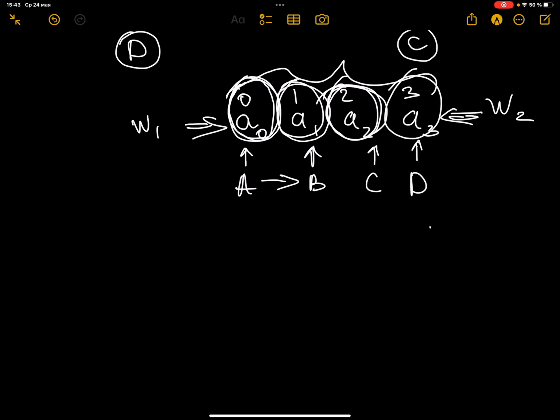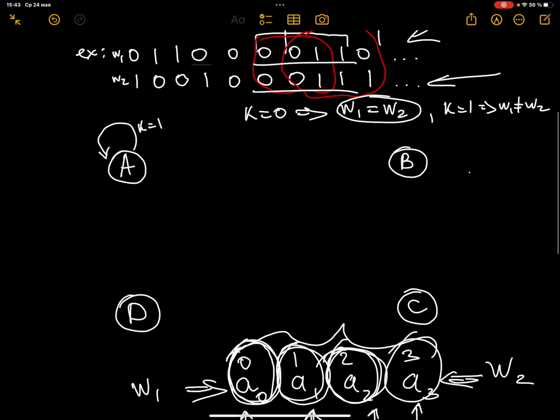So let me come back to the state diagram. If k is 1, it means W1, W2 are different, so we're going to come back to the initial state. But if k is 0, we're going to go to the next state, the next bit. The first bit is the same, so let's look at the second bit. If the second bit is the same, that means W1, W2 are equal, and we're going to go to the third state. We're going to look at the third bit. Is the third bit also the same? That means when k is 0, W1, W2 are the same.